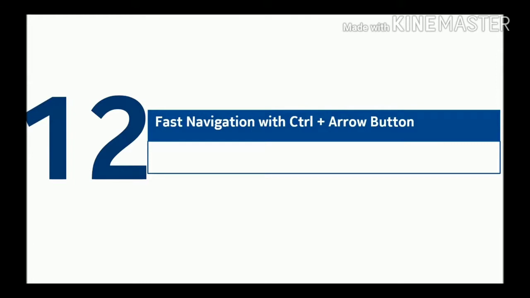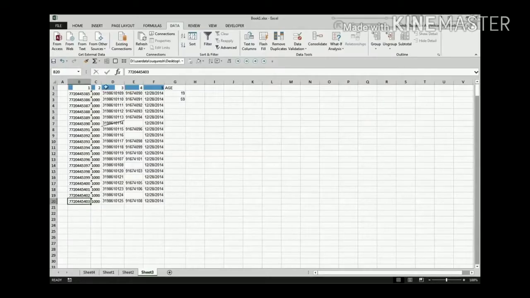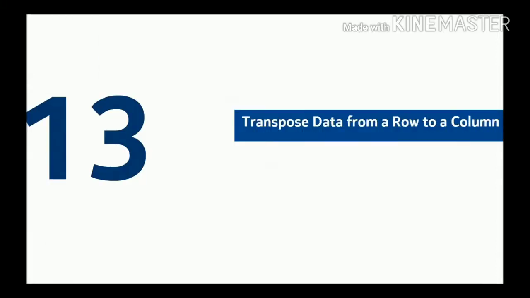Fast navigation with Control plus arrow keys. When you are in Excel, it's very easy to move with Control and an arrow. You see, I can move with Control and an arrow across the valid data in the sheet. So you can easily go to the other end of the sheet with Control and an arrow. It makes navigation fast.